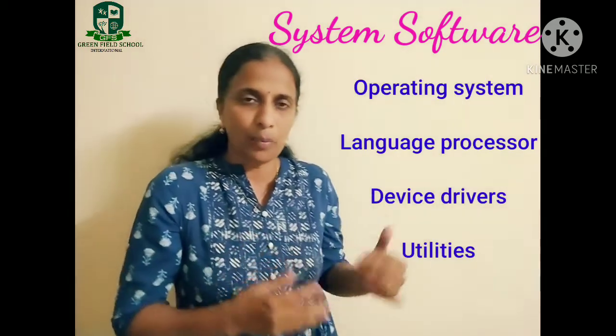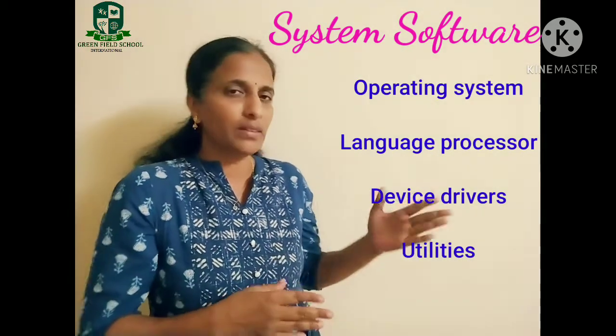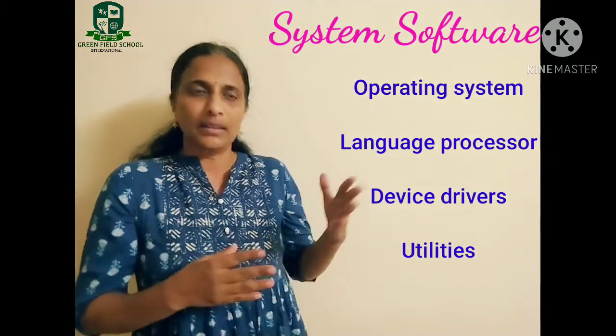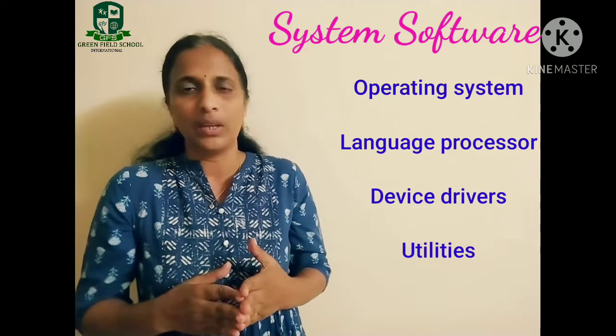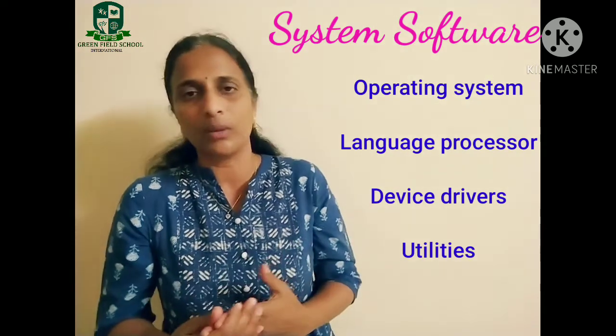So system software is again divided into four types. Okay, the first one is the operating systems, the second one is the language processor, the third one is device drivers, and the fourth one is the utility programs. So these are the four types of system software.